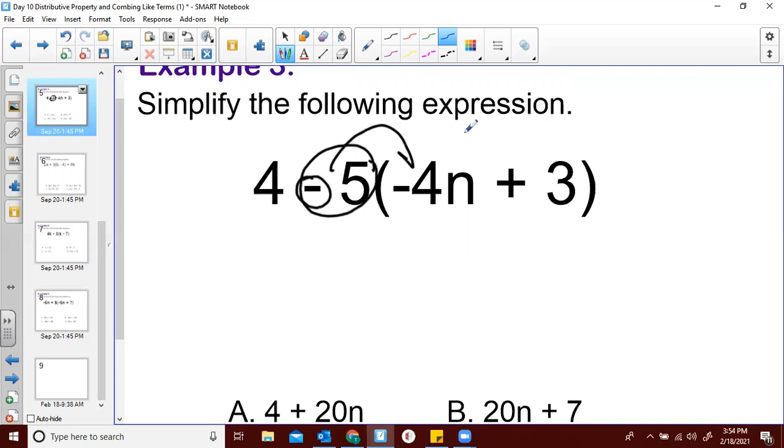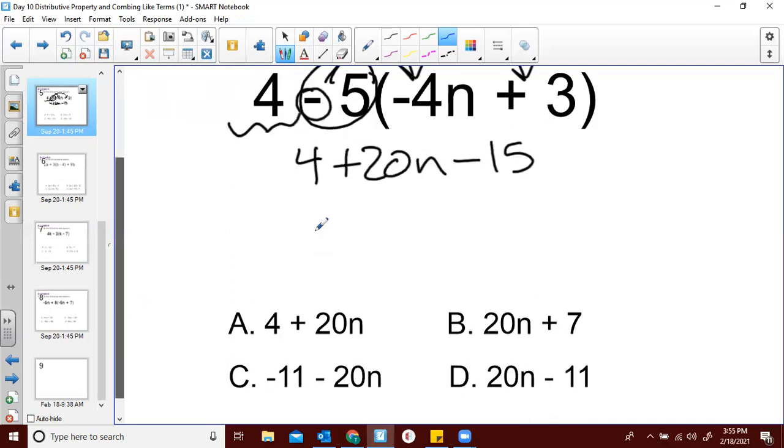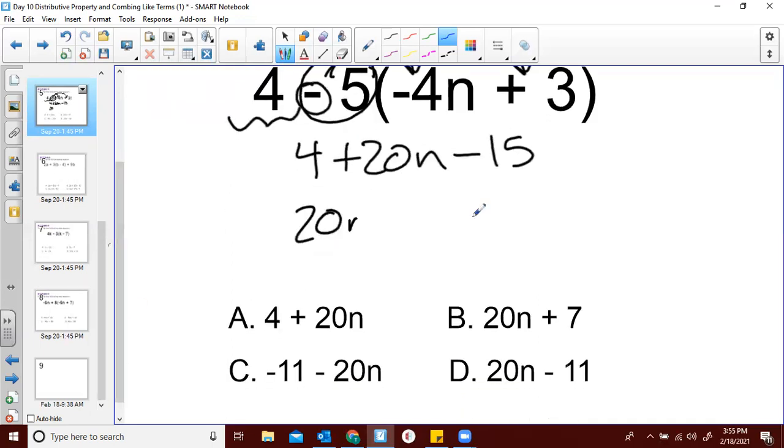All right, so we're going to have negative 5 distributing to negative 4n and a positive 3. Remember, we're using multiplication. So negative 5 times a negative 4 will give us a positive 20. Don't forget about our n. Negative 5 times a 3 is a negative 15, and bring down what we didn't use, which is just 4 here. So I'm going to go ahead and rewrite this in a way that we're going to see our problem.